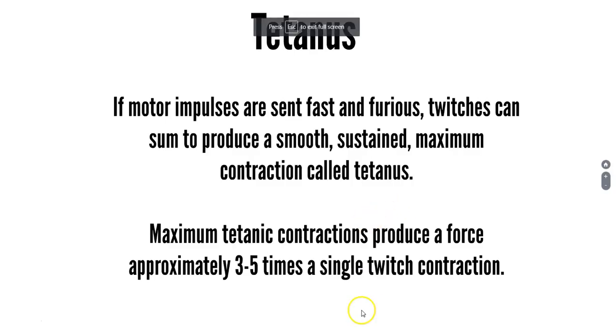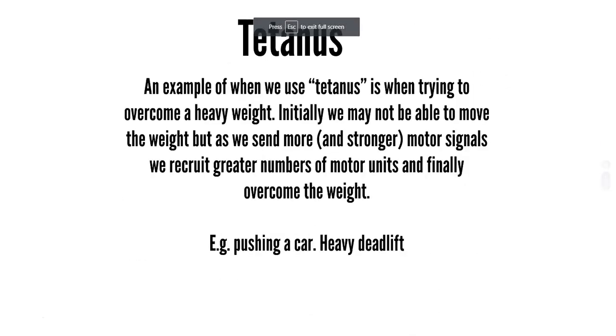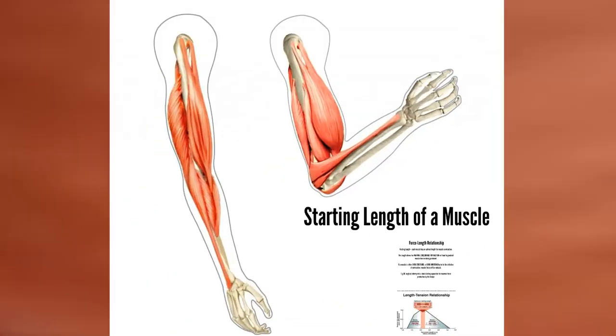Okay, last couple. The fourth factor that can affect muscle contraction, strength or force, is the starting length of the muscle when you begin the contraction. And this is all really going back to the actin and myosin relationship.